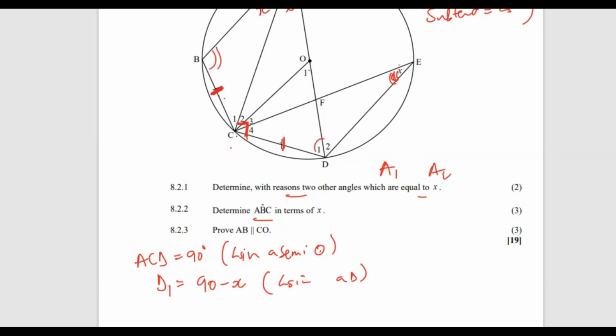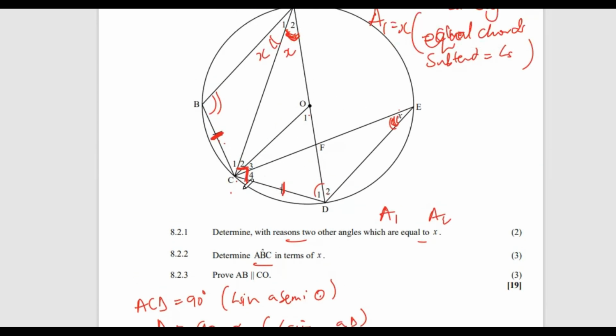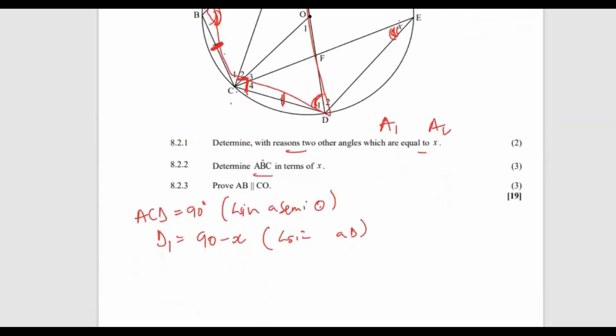Okay. So if D1 is 90 minus X, we know that D1 and B are opposite angles of this cyclic quad. The opposite angles have to be supplementary. So I'm going to say B1 plus the 90 minus X must give me 180 degrees.